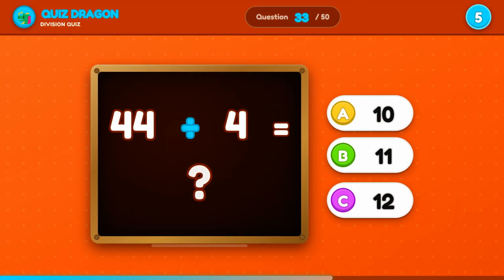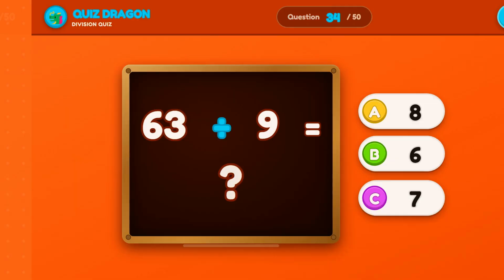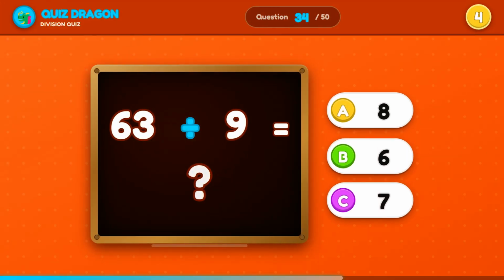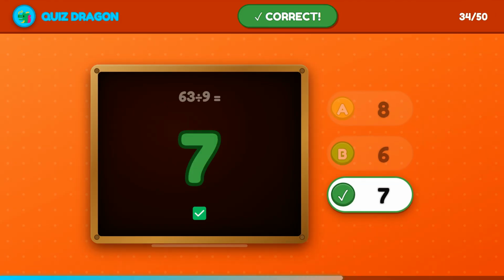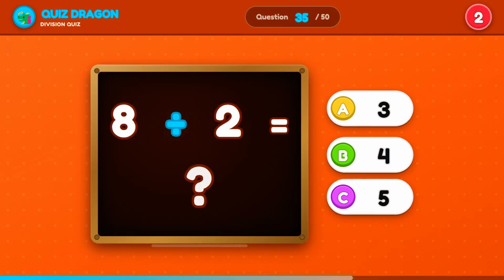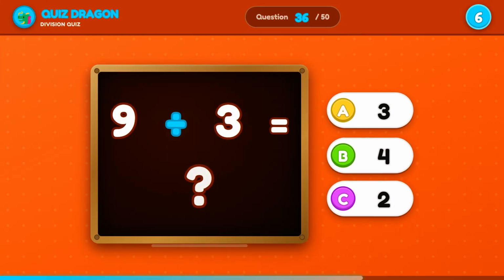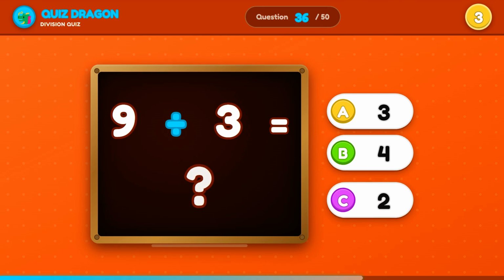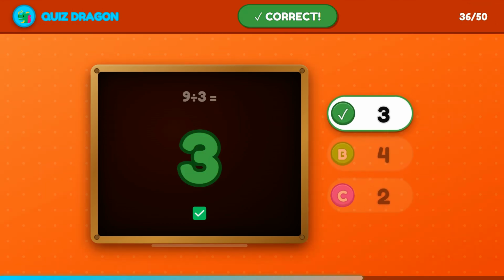Question 33. What is 44 divided by 4? The correct answer is B, 11. Question 34. What is 63 divided by 9? The correct answer is C, 7. Question 35. What is 8 divided by 2? The correct answer is B, 4. Question 36. What is 9 divided by 3? The correct answer is A, 3.